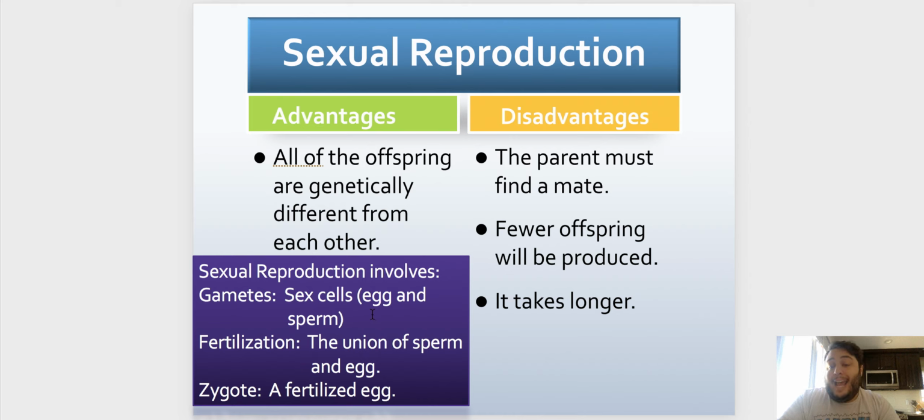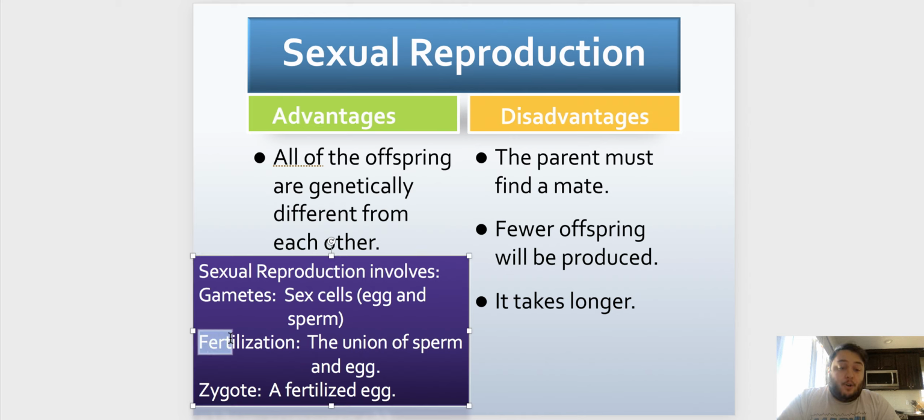If someone says an egg, that is a type of gamete. If someone says sperm, that is a type of gamete, right? They, of course, come from different people, right? Egg is from the female, sperm is from the male, but they are both gametes.